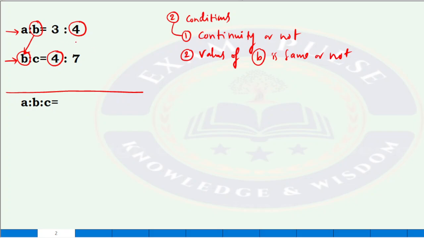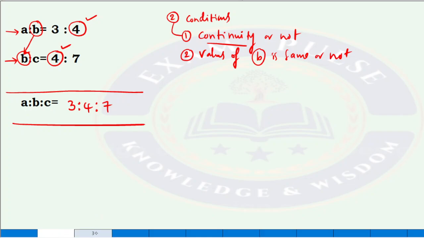Let us check this in this question. Is it in continuity? Yes. The first condition got satisfied. Now, is the value of B same in both the cases? Yes. Here it is 4, and this is also 4. So, in this type of case, we can directly write our answer as 3 is to 4 is to 7 without using any other method.